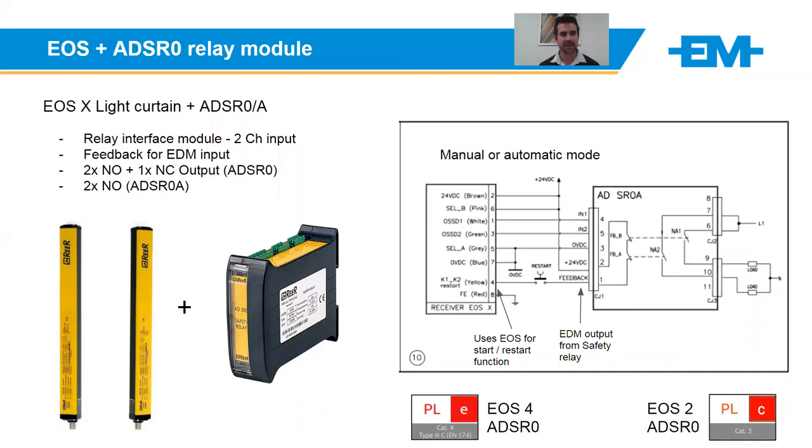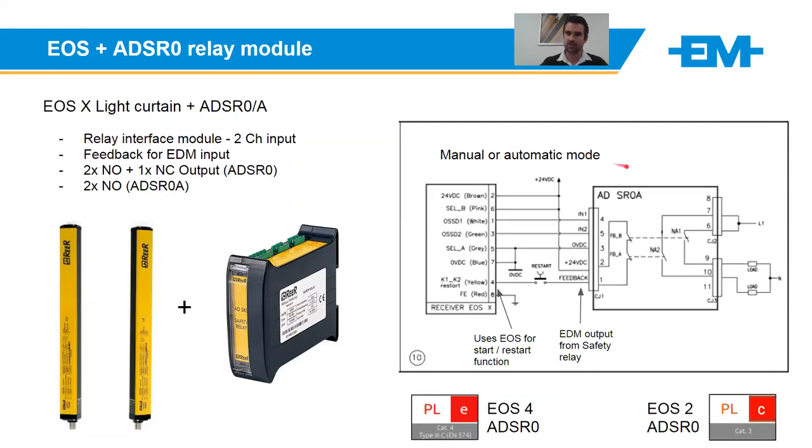The light curtains have a PNP output. If you wanted to have a relay output instead, for instance, if you would prefer to break the contactor signal for the press with a relay rather than trying to integrate the PNP signal of the light curtain, then add the ADSRO or ADSROA, on page K22, near the middle. These are just extension relays, basically, to the light curtain. Standalone, there's no real safety specification of this relay. It adopts the safety standard of the connected light curtain. So if you're using an EOS 4, it's PLE. If you're using an EOS 2, it's a PLC system.